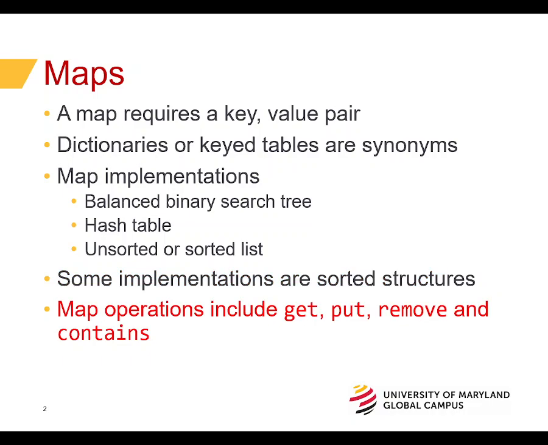There are four primary operations in a map data structure. The get operation retrieves the value given the key. The put operation puts the key value pair into the map, provided there is no pair with the same key already in it. The remove operation removes the key value pair given the key, provided it is in the map. And the contains operation returns whether the map contains a key value pair with the specified key.